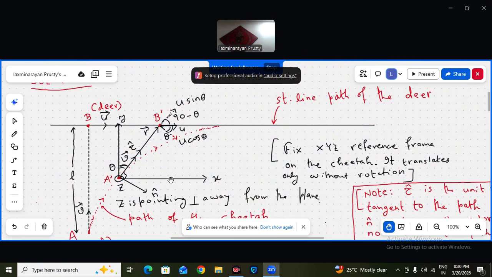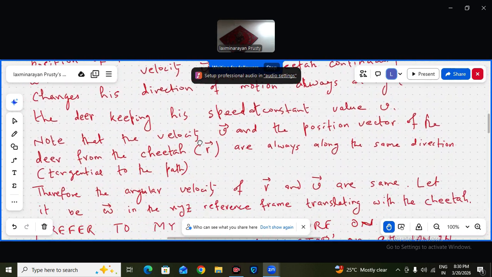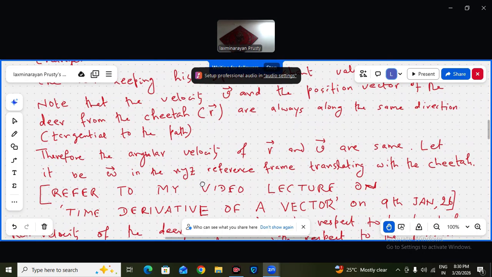In this xyz reference frame, which is not rotating, the angular velocity of these v bars and r bars, let it be omega bar. Okay.